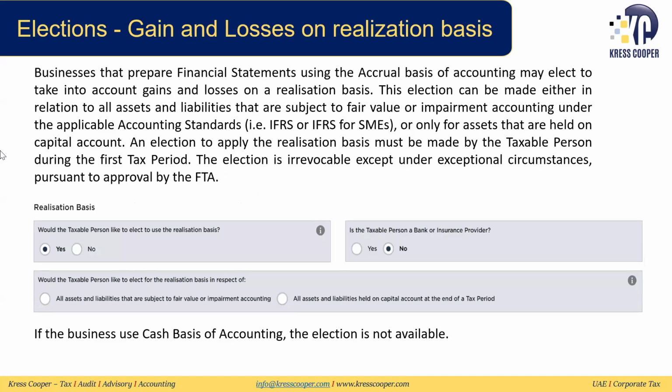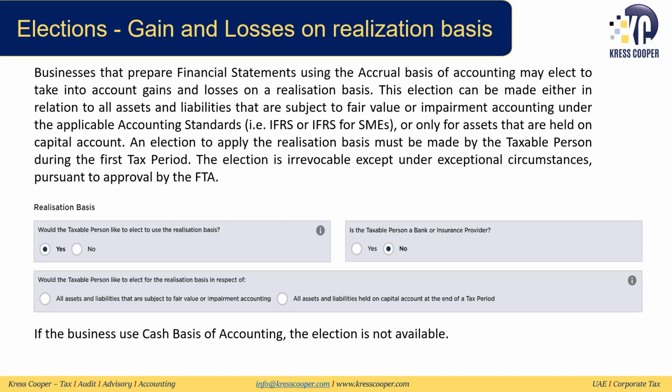So now, businesses that are preparing the financial statements using the accrual basis of accounting. This is not applicable for those who are doing the cash basis of accounting, only for those who are doing the accrual basis of accounting. So they will have an option to elect whether they want to account for the gains and losses on a realization basis or leave it on an unrealized basis. So you have to make it in the first return. You cannot make this selection again, only in exceptional circumstances, like I said.